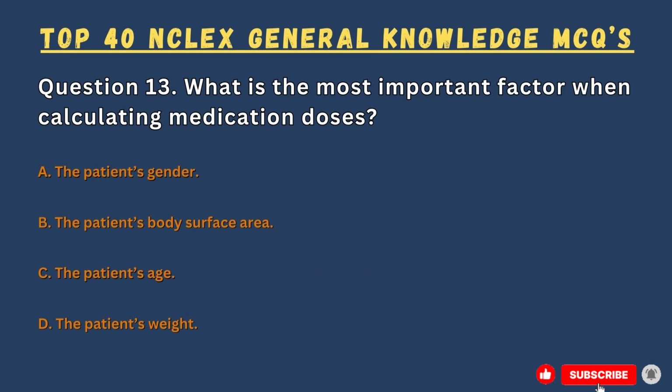Question 13. What is the most important factor when calculating medication doses? A. The patient's gender. B. The patient's body surface area. C. The patient's age. D. The patient's weight.